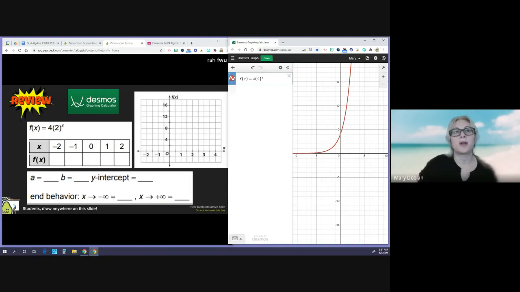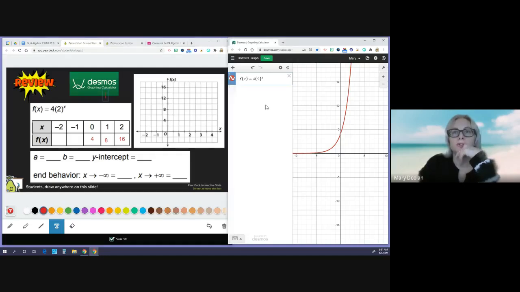So this is what we're going to be graphing. And here's a really cool thing you could do. I told you there's an easier way to get your table. Okay, so come back to the Google Meet. I'm going to show you how to get your table really, really easy filled out. Come back to the Google Meet.